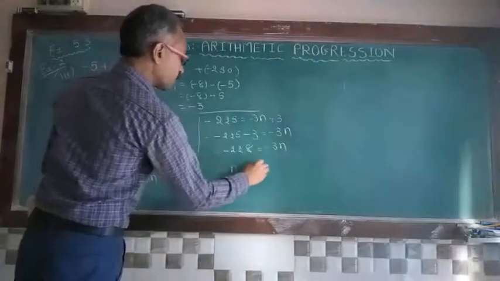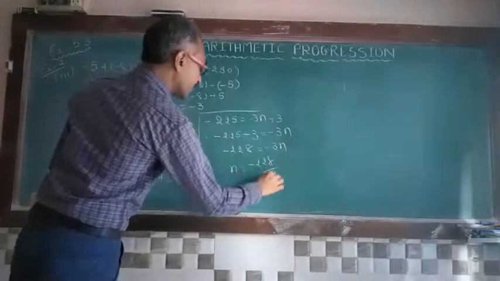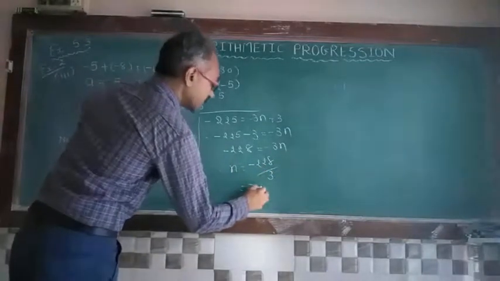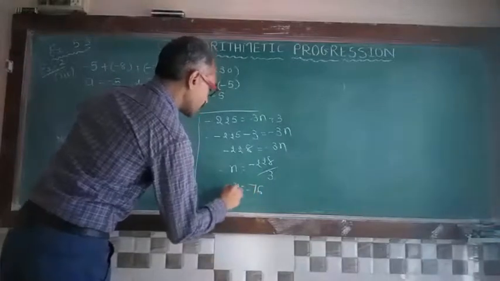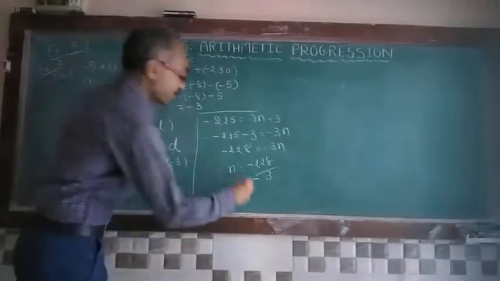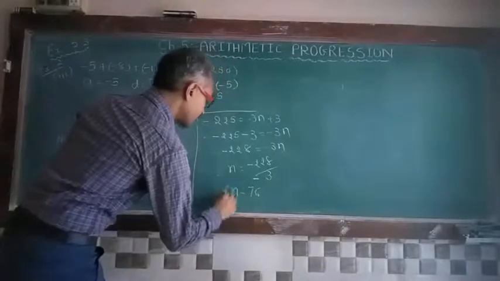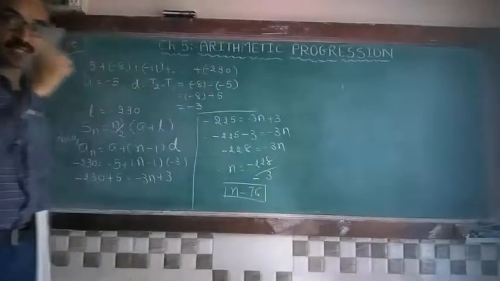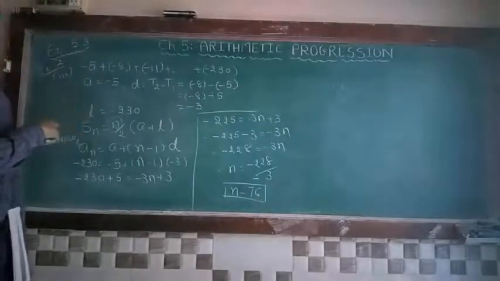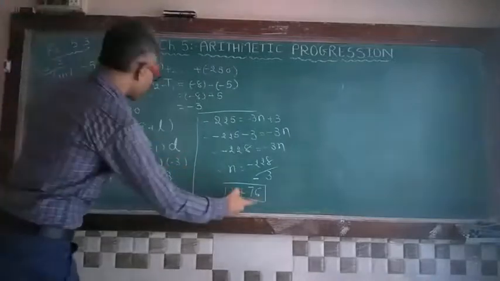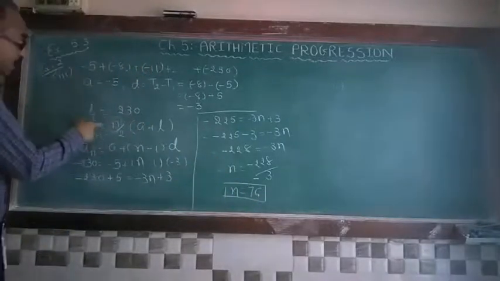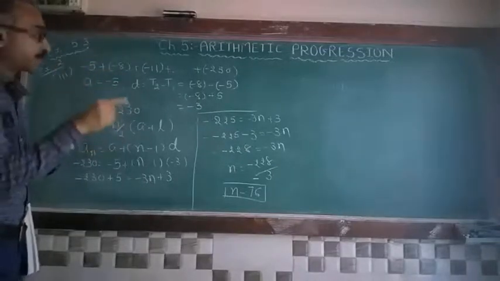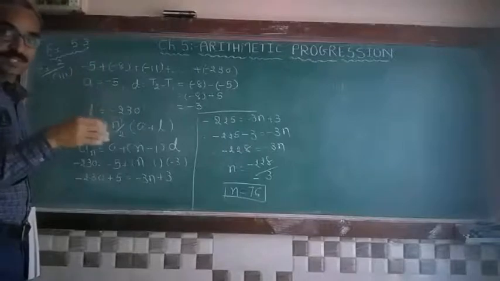That means n is equal to -228 divided by 3. So 3 7s are 21 and 3 6s are 18. So the answer is 76. So n is equal to 76. That means -230 is your 76th term of the given AP. Now you can put n is equal to 76 in your formula. You can either use this formula or you can use n by 2 into twice a plus n minus 1 into d.